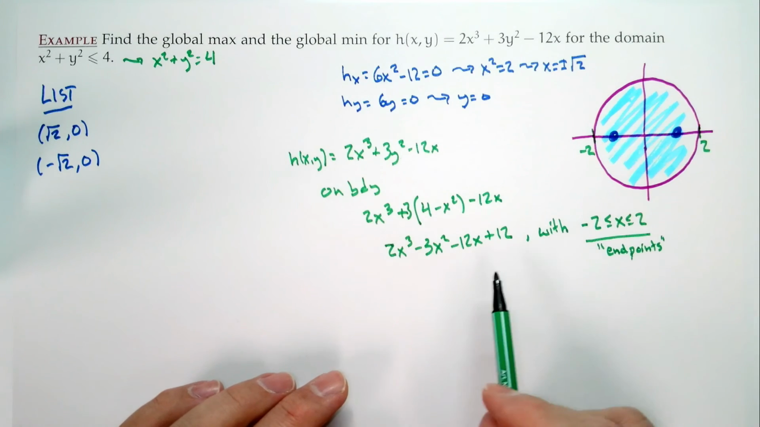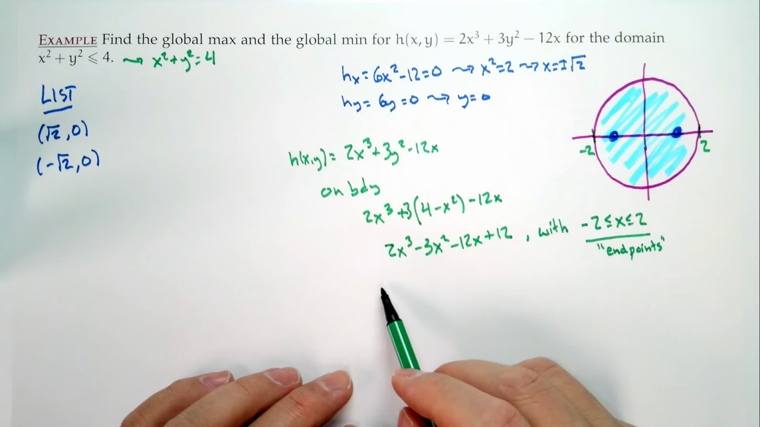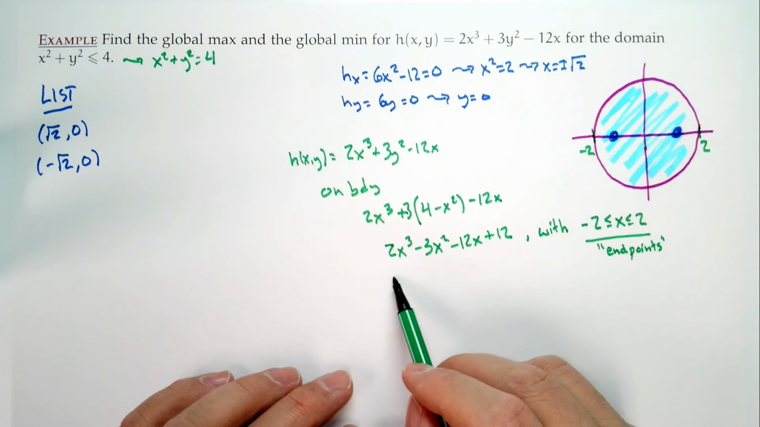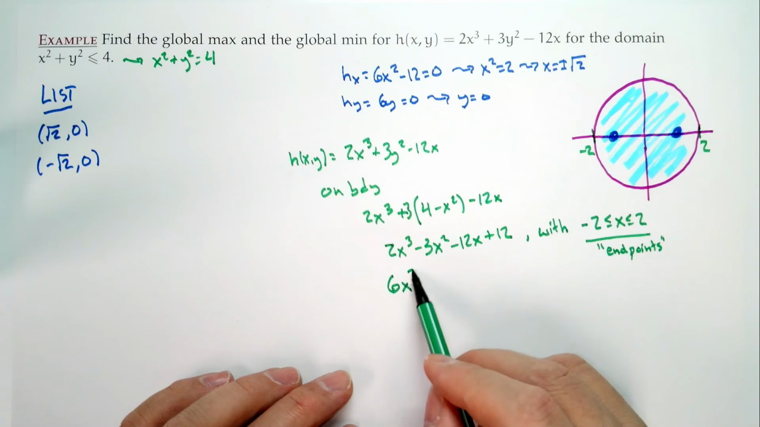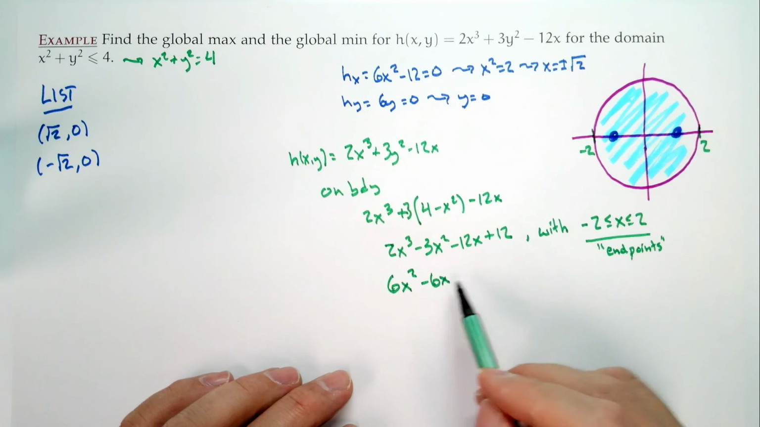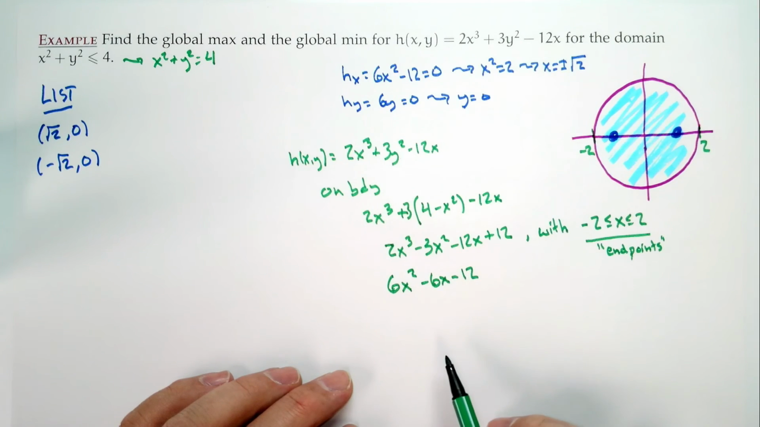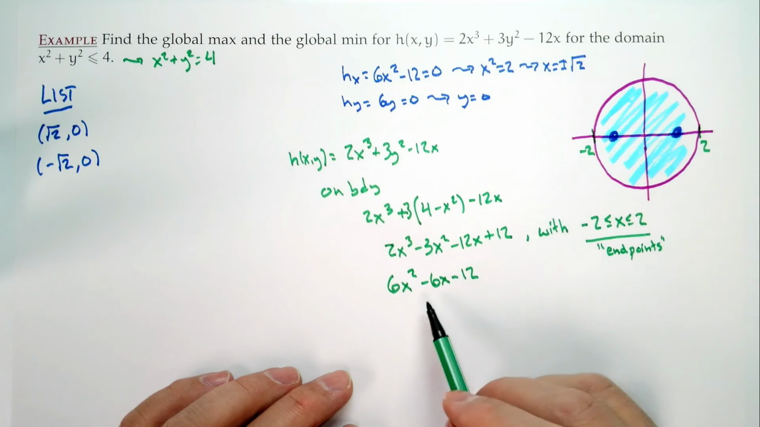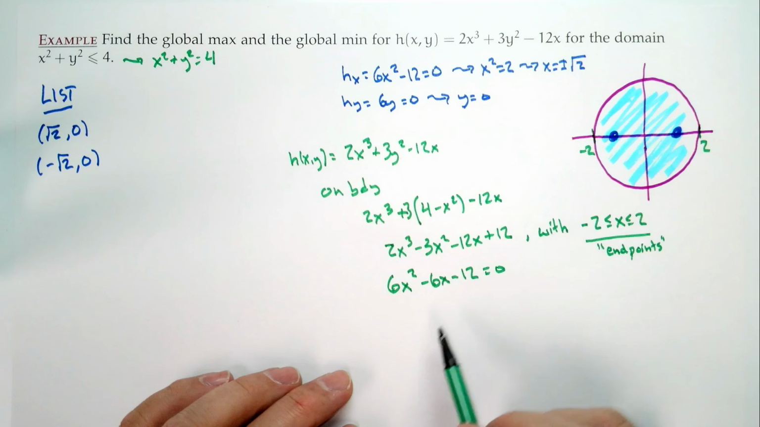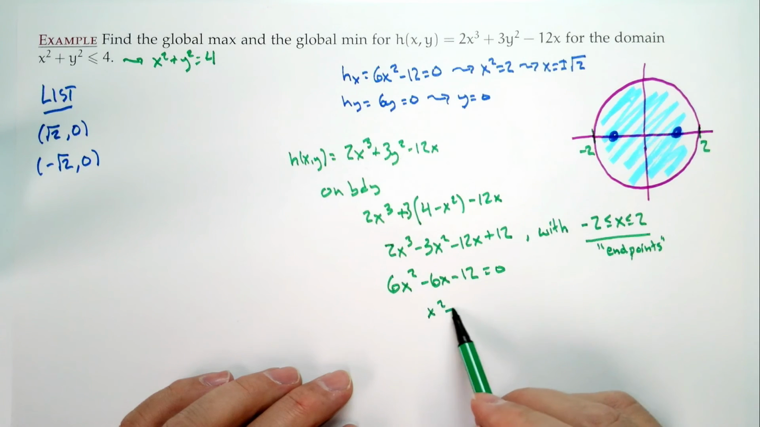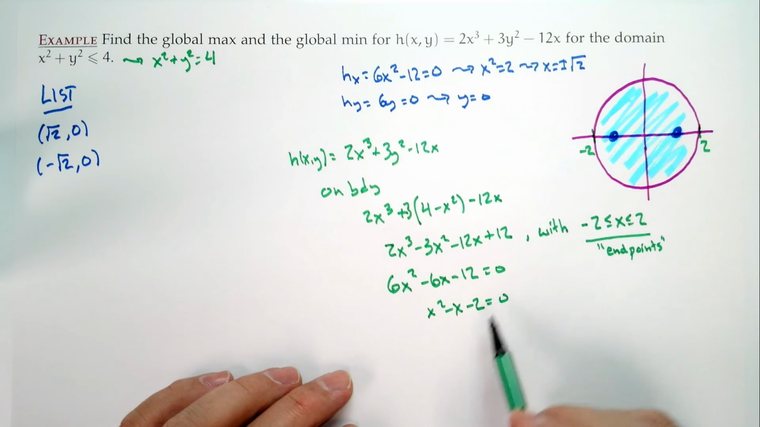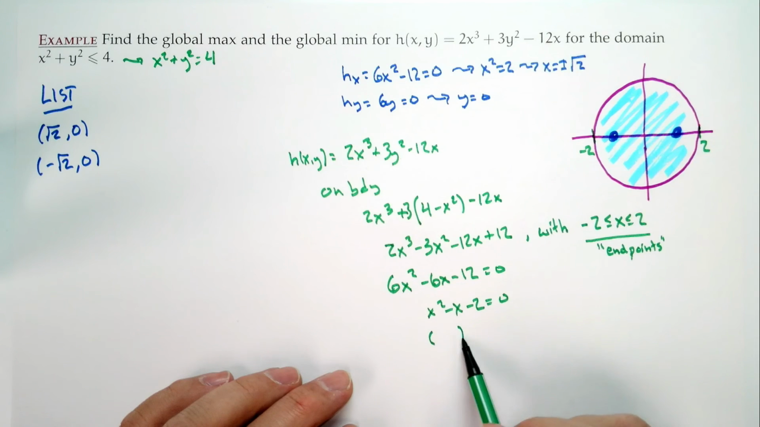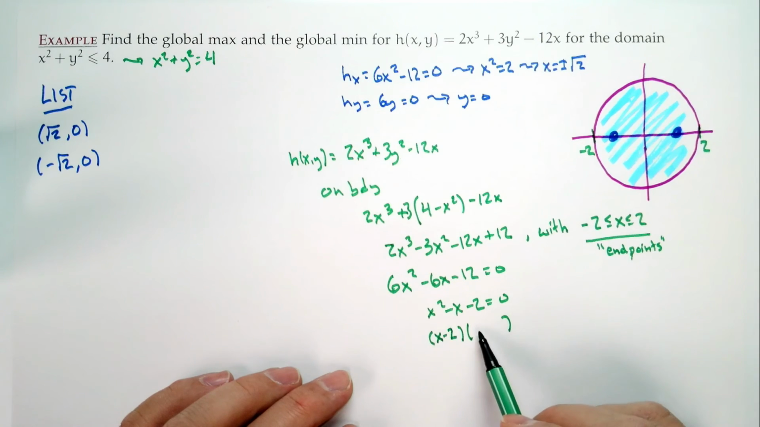So here's our function of a single variable on the boundary, and we take our derivative. So we would get 6x squared minus 6x minus 12. And we set that equal to 0. So x squared minus x minus 2 equals 0, which factors into what? Well, factors as x minus 2, x plus 1.